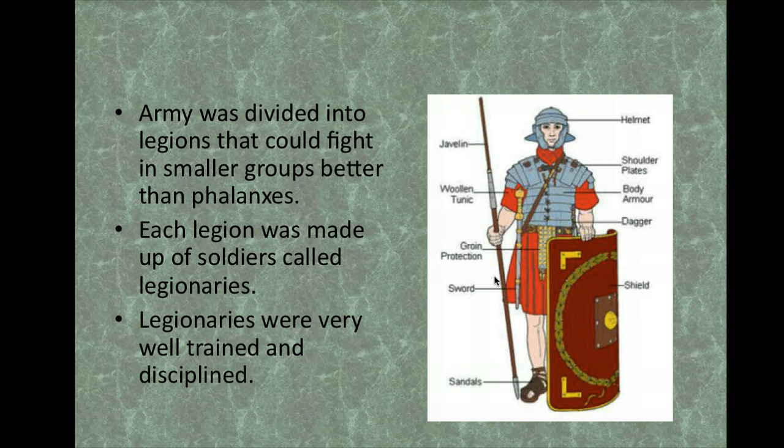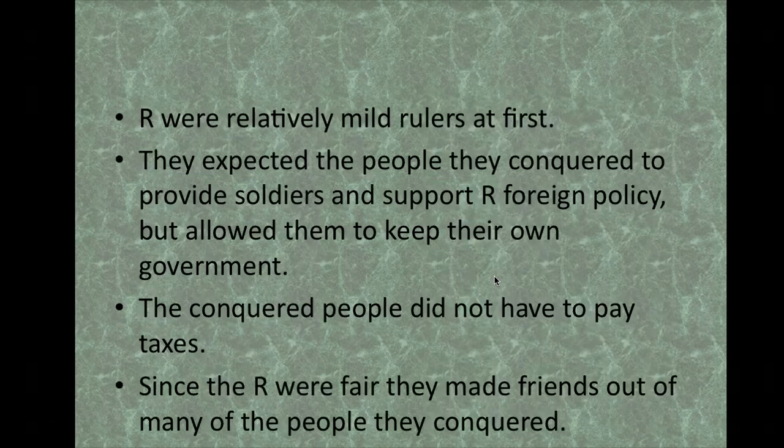Now, the army was divided into legions that could fight in smaller groups, unlike phalanxes. This was the phalanx, and this is the legion system. Each legion was made up of soldiers called legionaries, and legionaries were very well trained and disciplined, and you can see all the equipment that they had. Really a very well trained group of guys.